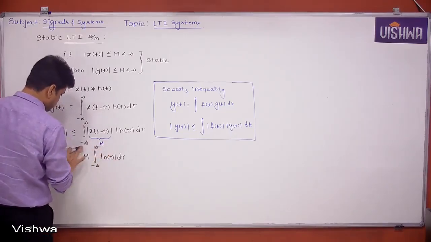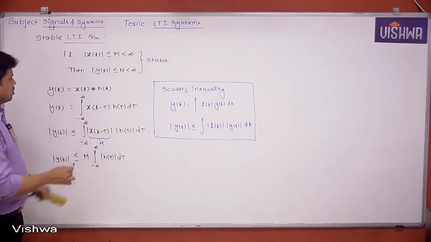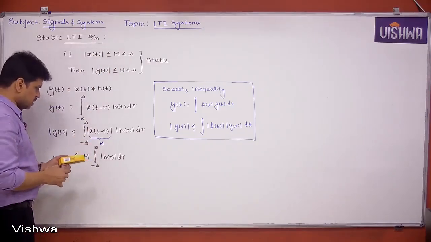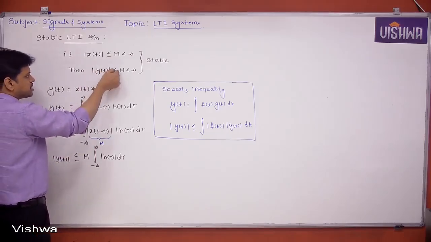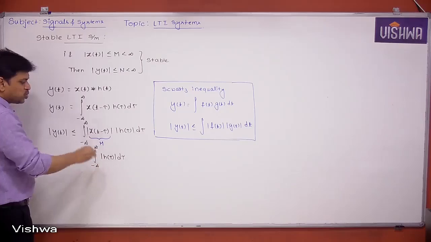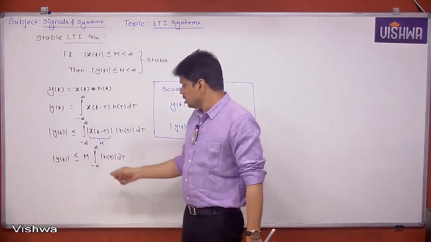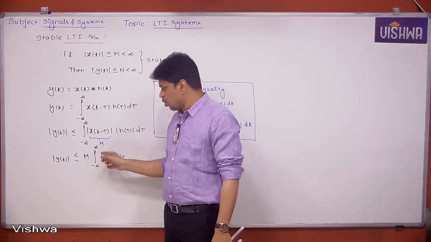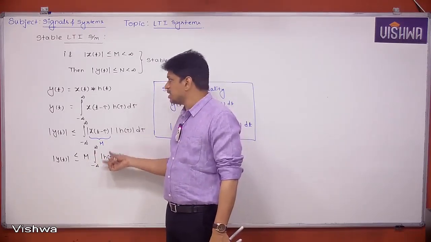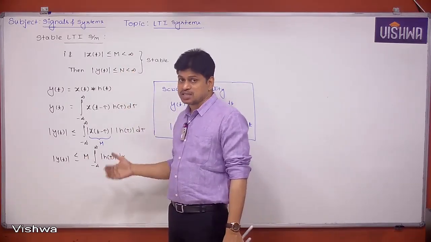Okay. Now listen carefully. If x of t is the maximum value, that means if it is taken as a finite value, then mod y of t must be less than or equal to N. This entire thing is nothing but N. So this value should never go to infinity. That means M value will never become infinity. Only this integral may become infinity. If it becomes infinity, finally this value N becomes infinity. So the system becomes unstable.